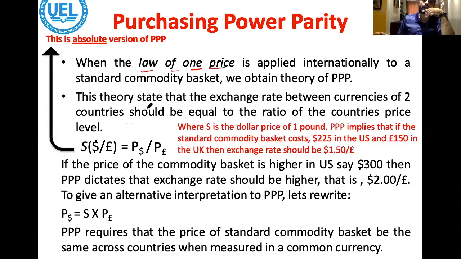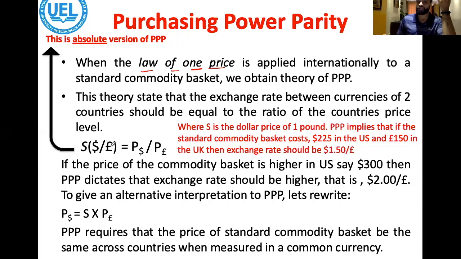So what does it mean? For example, where the spot rate is dollars per pound, PPP implies that if the standard commodity basket costs $225 in the US and £150 in England, the exchange rate will be 1.50, right? So the exchange rate will be 1.50 dollars per pound. You can also write it this way: the spot rate of dollar per pound is the price in US dollars divided by the price in pounds. If you divide it, you will get the exchange rate, right?